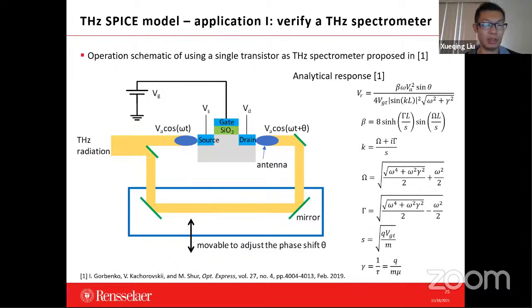Next, I will introduce the applications of the Terahertz SPICE model. The first one is to verify a Terahertz spectrometer. It has been proposed to use a single transistor as a Terahertz spectrometer. The principle is breaking the symmetry between the source and drain with the phase shift of the Terahertz voltages applied between the gate and source and the gate and drain terminals.